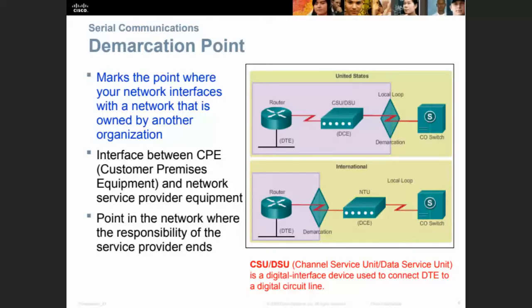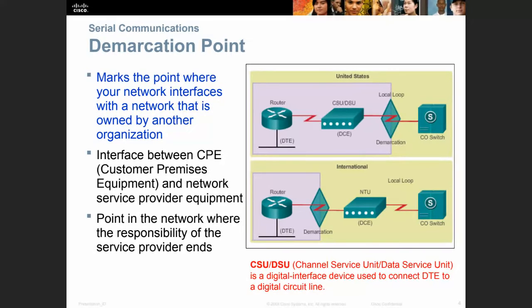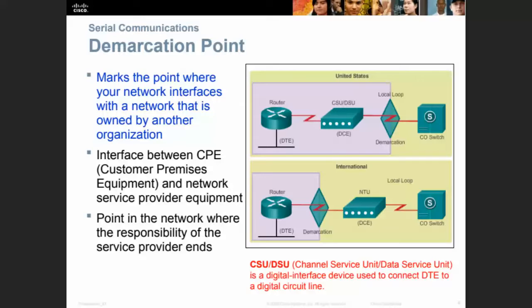So it is the interface between the CPE, customer premises equipment, and the network service provider equipment. Okay. It is a point in the network where the responsibility of the service provider ends. So these are all definitions for the demarcation point. You see, in the US, it is up to this point. In the rest of the world, it is at this point. So in the US, the owner has more power.